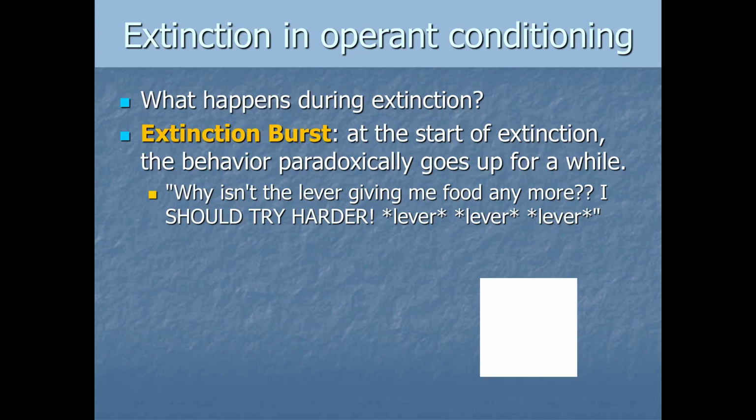The rules have actually changed. The contingency is no longer active. So the behavior does in fact finally stop after this extinction burst. And this is a really classic phenomenon to observe in children when you change the rules on them. Like if you go from being kind of lenient to being a little more strict.